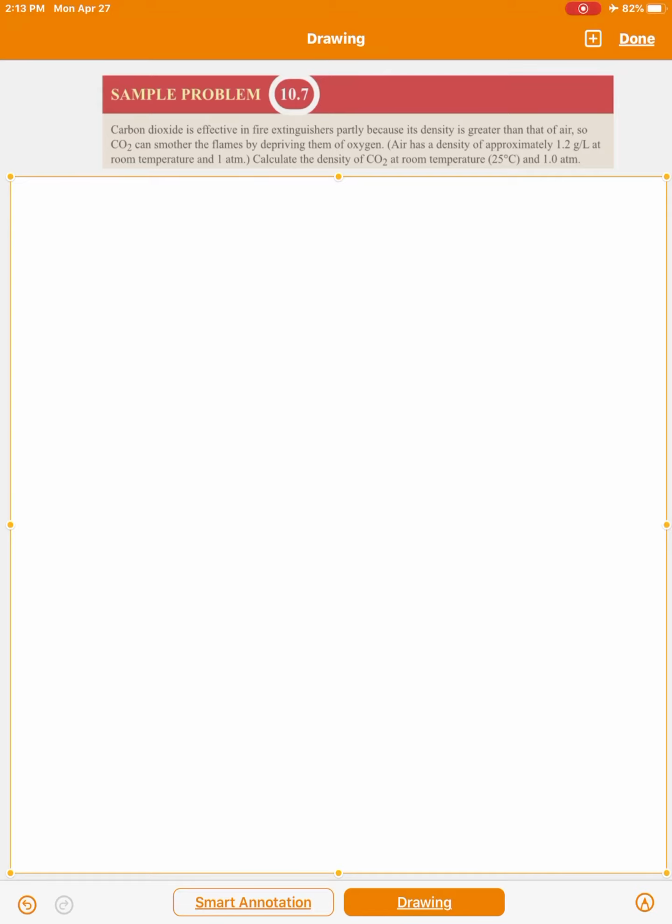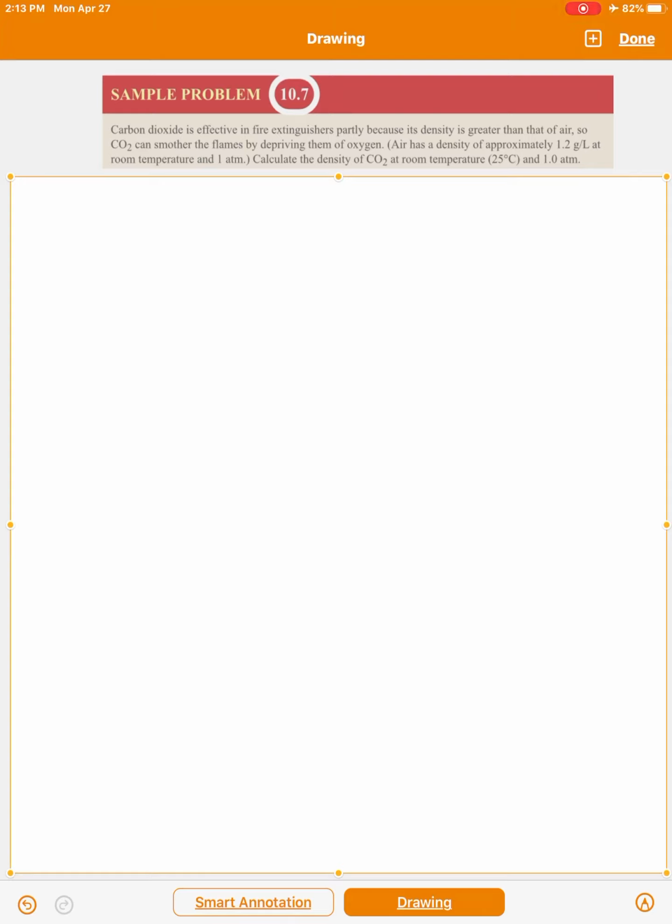Sample problem 10.7. Carbon dioxide is effective in fire extinguishers partly because its density is greater than that of air. So carbon dioxide can smother the flames by depriving them of oxygen. Air has a density of approximately 1.2 grams per liter. At room temperature and 1 atmosphere, calculate the density of CO2 at room temperature, which is taken to be 25 degrees Celsius, and 1.0 atmospheres.